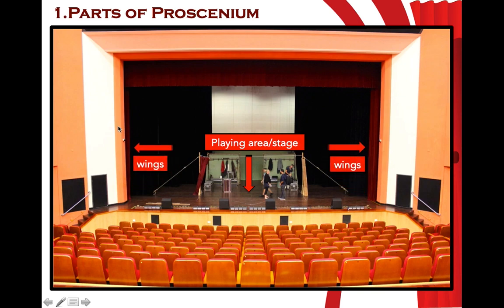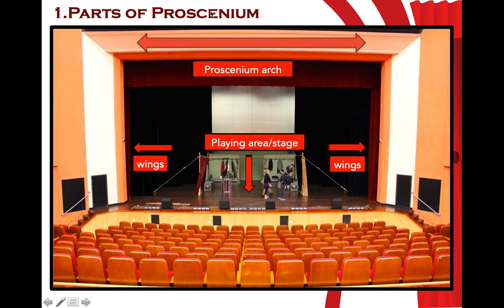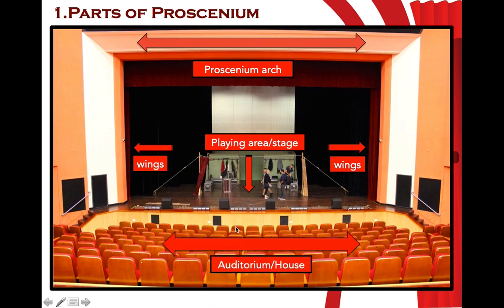And on the side, you can't see it very well in this image, but on the side you have the wings, which is where things will go when they're not needed on stage. This here is not an arch, it's just a square in Sapper, but this is the proscenium arch, and of course the auditorium, otherwise known as the house.